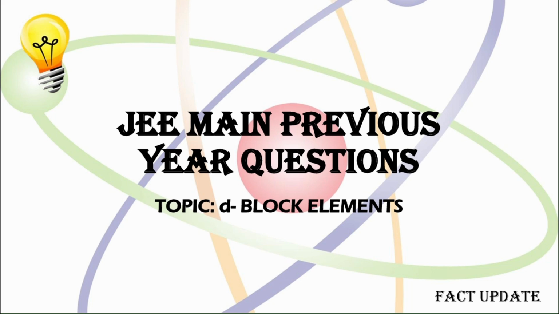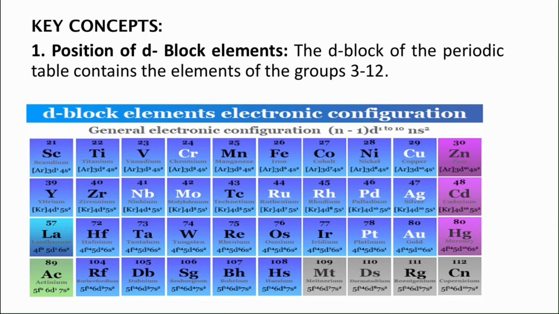In this video, we are going to see the JEE Main previous year questions from the topic d block elements. Let us see the key concepts first. You have to know the position of d block elements. The d block contains the elements of groups 3 to 12.